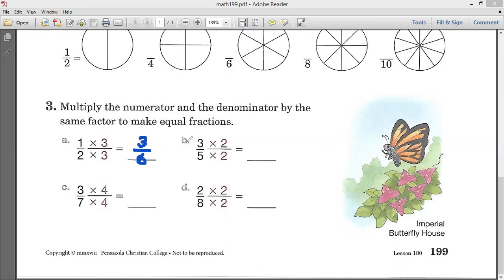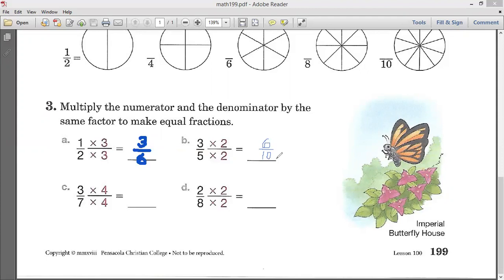Okay, next one, letter B, 3/5. We need an equivalent fraction, a larger one. So here, the factor is 2. So whatever you do to the numerator, you ought to do in the denominator. So if you multiply the numerator by 2, you multiply the denominator by 2. So let's go ahead. 3 times 2 is 6. Fraction bar. 5 times 2 is 10. So, okay. 3/5 and 6/10 are equivalent fractions.